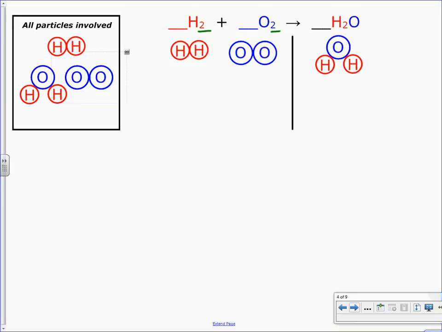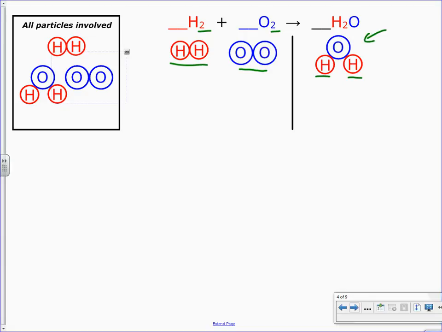So we look at this reaction, and it's also important early on to establish if it's balanced or not. You look at the hydrogens, we have 2 hydrogens, and we have 2 hydrogens. So the hydrogens look balanced here. But then we see we have 2 oxygens and only 1 oxygen here. So this is an unbalanced equation.